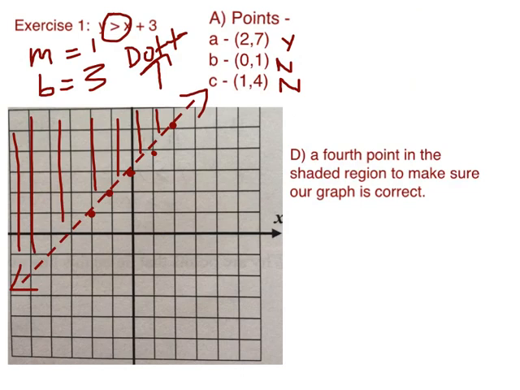The next piece that they're asking you for, I'm going to do in orange, is these points. Let's prove this. Let's go to (2, 7) and make sure that it's in the solution set. So over 2, up 7: 1, 2, 3, 4, 5, 6, 7. This is going to be point A way up here.